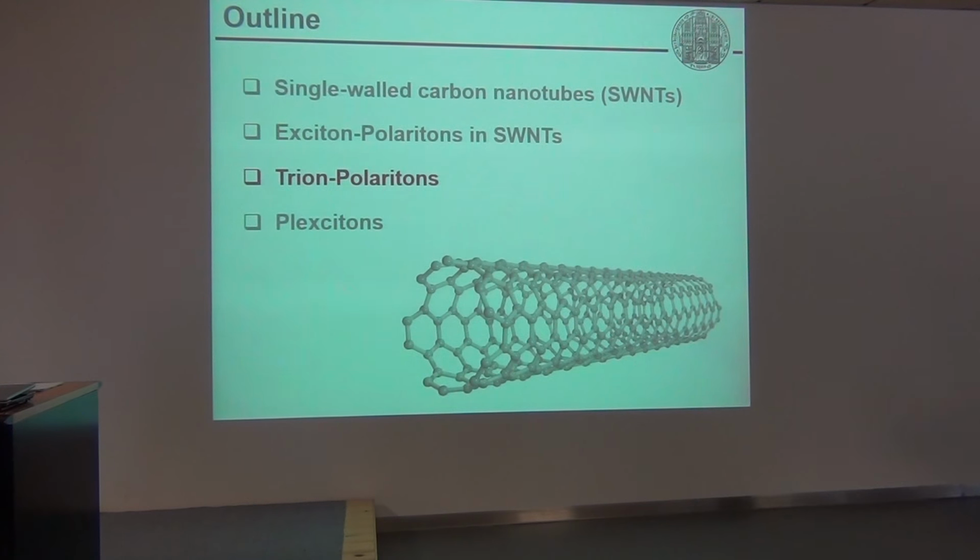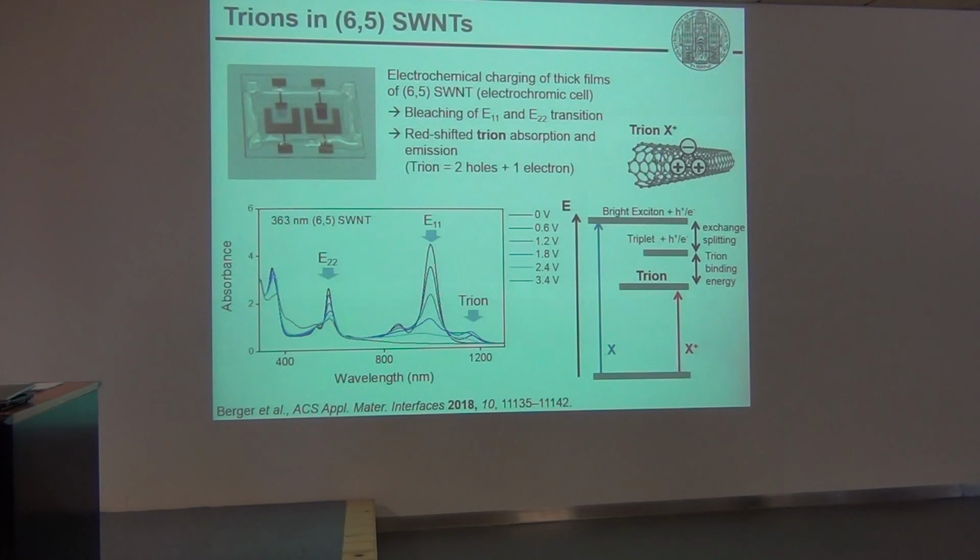Okay, but bleaching absorption is kind of boring. You just go from strong to weak coupling, that's not so interesting, at least for me. But there's another thing that actually shows up when you dope carbon nanotubes, and this effect is very strong in carbon nanotubes, but it's not only restricted to carbon nanotubes. You also see these so-called trions in other materials.